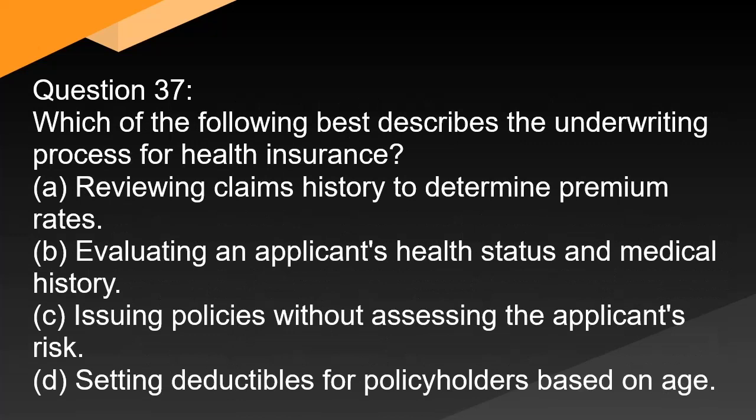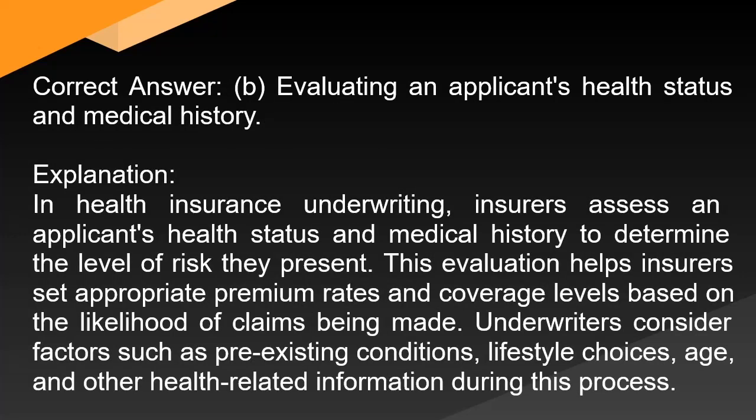Question 37. Which of the following best describes the underwriting process for health insurance? Correct answer. B. Evaluating an applicant's health status and medical history. Explanation. In health insurance underwriting, insurers assess an applicant's health status and medical history to determine the level of risk they present. This evaluation helps insurers set appropriate premium rates and coverage levels based on the likelihood of claims being made. Underwriters consider factors such as pre-existing conditions, lifestyle choices, age, and other health-related information during this process.